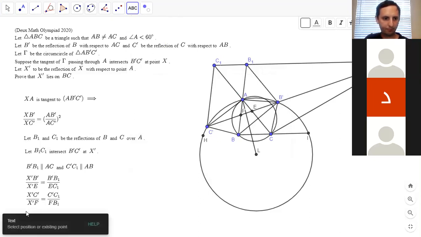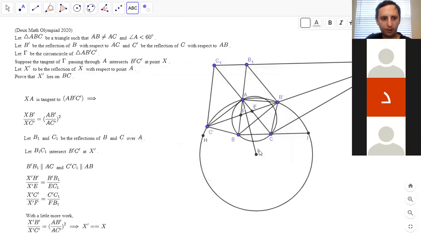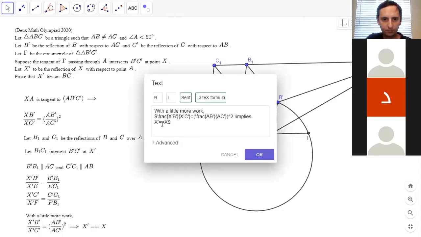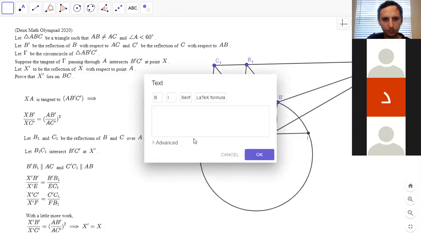And this means that X' equals X. And then from there it's easy to see. I'll just say it's easy to see that X' lies on BC. Oh, but there was already X' in the problem. My bad. I'll say it's easy to see that the reflection. I should have called it Y.